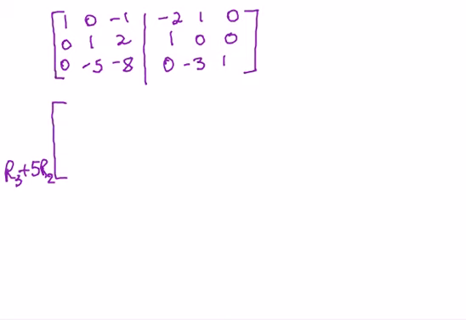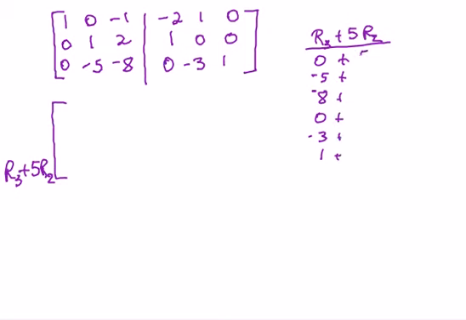So let's write that out over here. Row 3 plus 5 times row 2. I'm going to go ahead and list out row 3, and we're going to add, and I'm multiplying 5 times row 2: times 0, times 1, times 2, times 1, times 0, times 0.